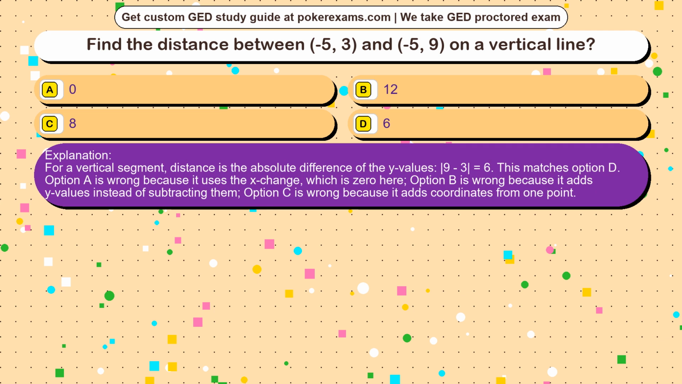For a vertical segment, distance is the absolute difference of the y values. 9 minus 3 equals 6. This matches option D. Option A is wrong because it uses the x difference, which is 0 here. Option B is wrong because it adds y values instead of subtracting them. Option C is wrong because it adds coordinates from one point.